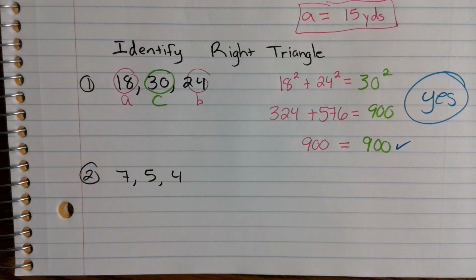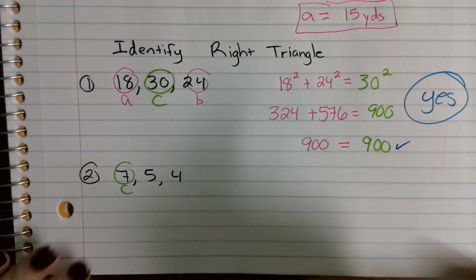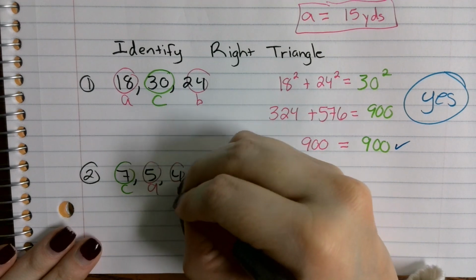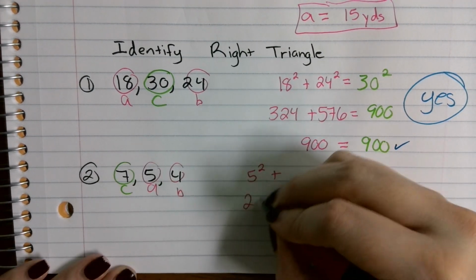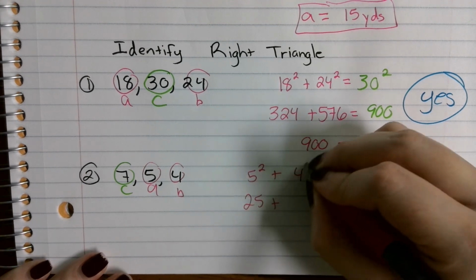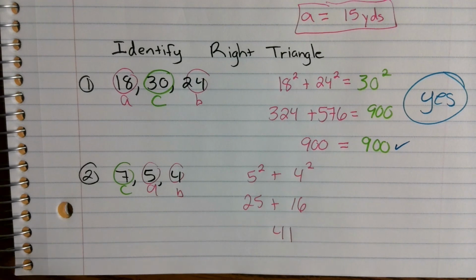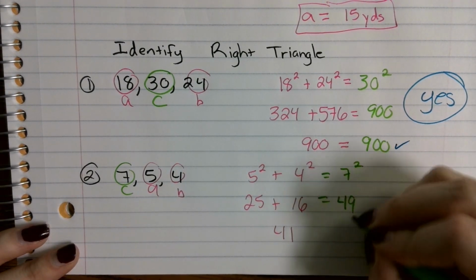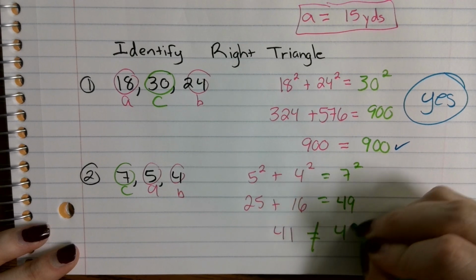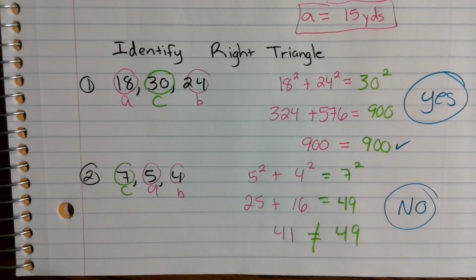All right, is it a right triangle? No. What's the largest measurement? 7. So there's your C. The other two measurements are going to be your A and B. So if we do 5 squared, which is what? 25. And then 4 squared, which is 16. And add those together, we're going to get 41. 41 is not equivalent to 7 squared, which is 49. So they are not equal to each other. Therefore, it is not going to be a right triangle.